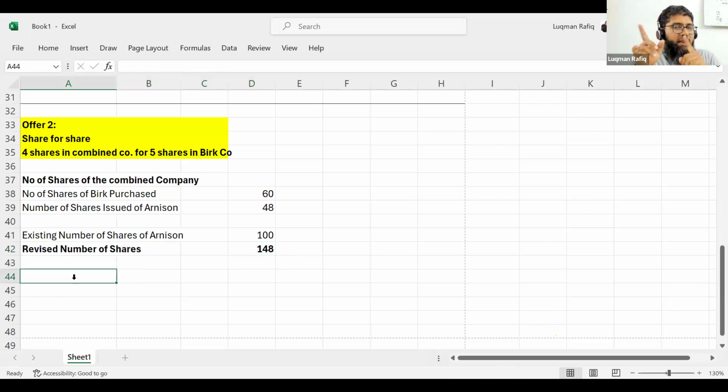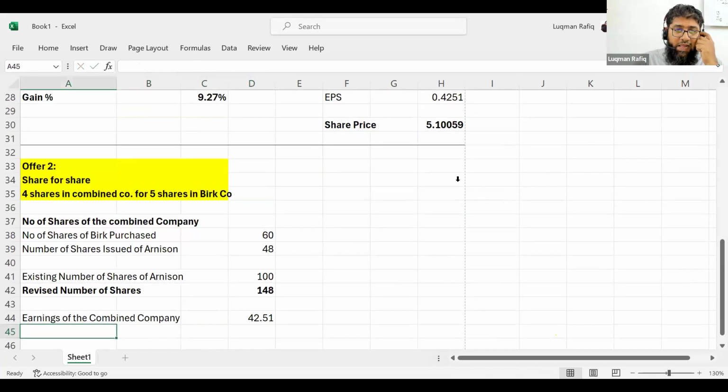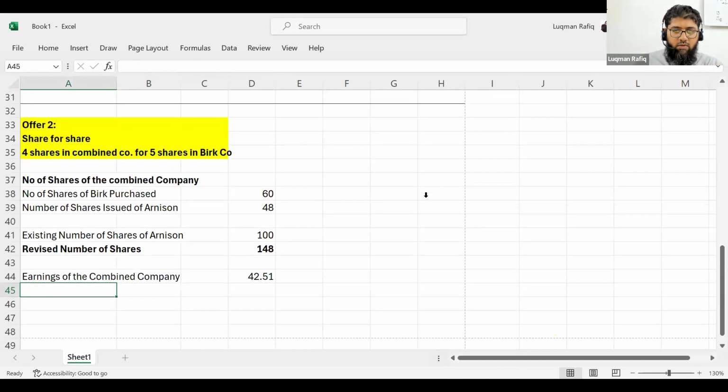Now I'll not do this calculation again, which is the earnings of the combined company. We did this earnings calculation earlier; I'll just connect it from there. So the earnings of the combined company is 42.51 million. You get my point? 42.51 million is the earnings of the combined company. Is that okay?